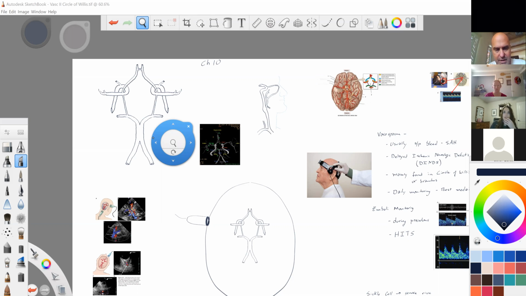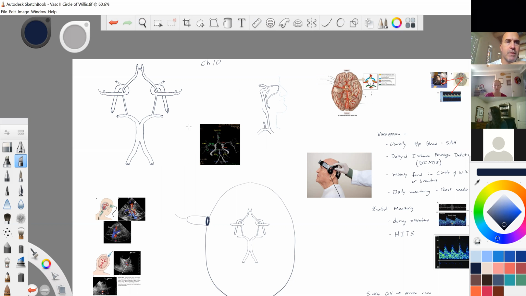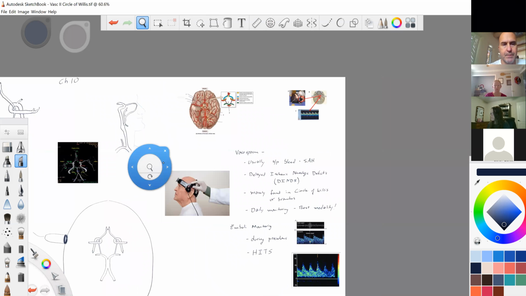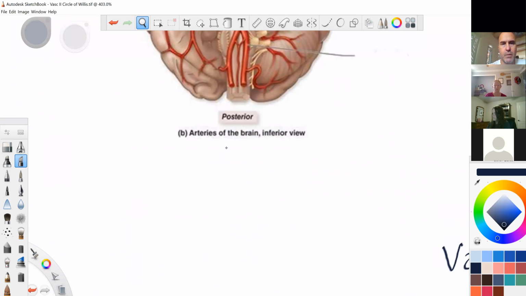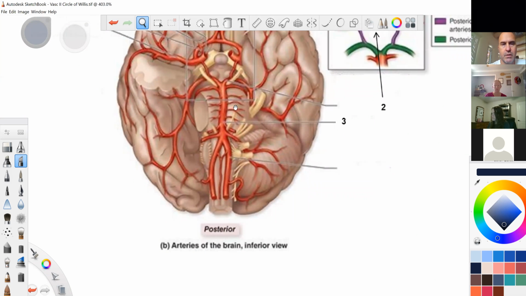In fact, I have an angiogram image of a circle of Willis, and you can get an idea that it's certainly not a flat object. And furthermore, this sits at the base of the brain. In fact, let me zoom in on this first. I want to come over to this image just to give you an idea of what the circle would look like.